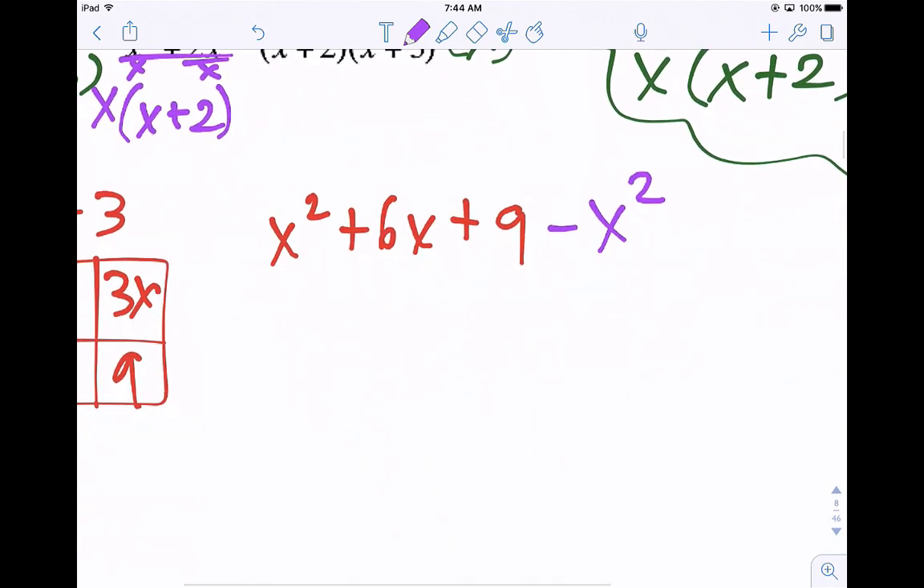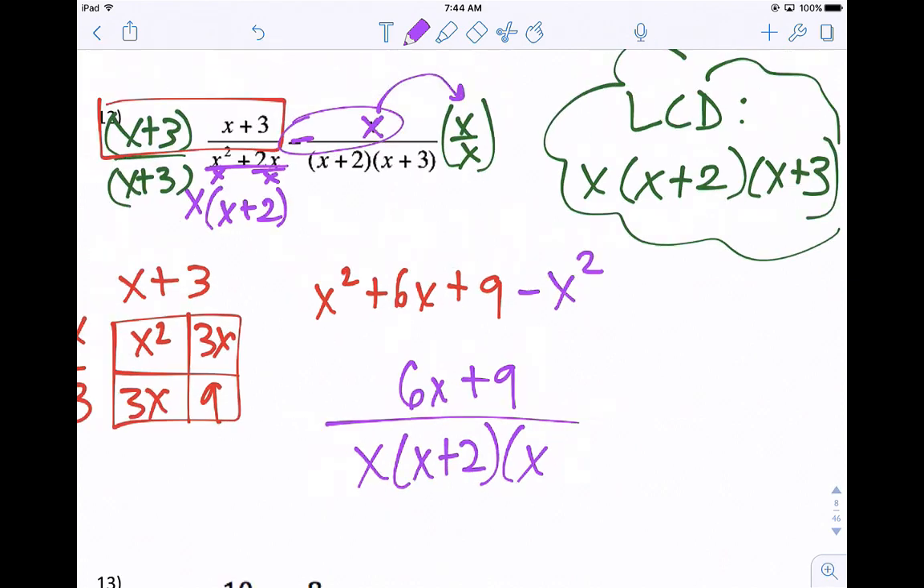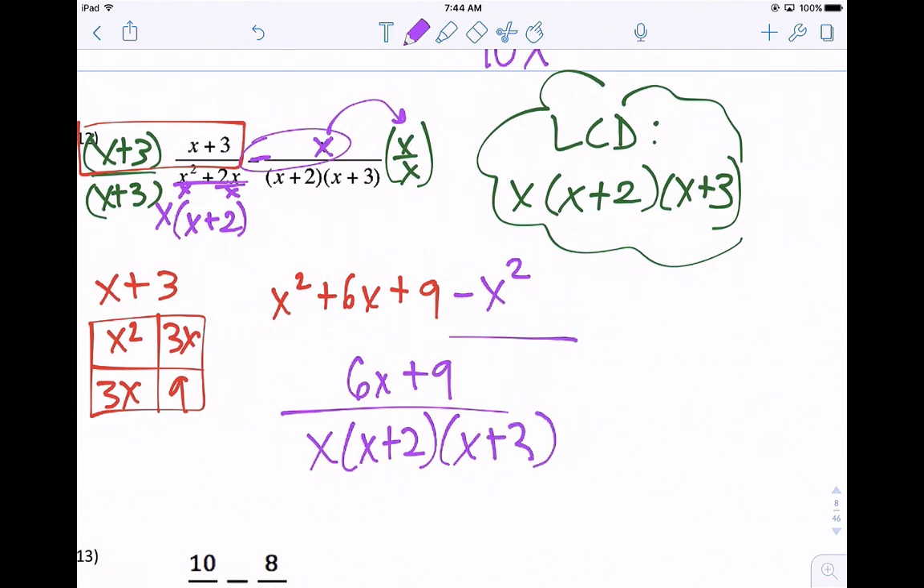All right, let's combine like terms. The x squareds cancel, so we have 6x plus 9, and we put that all over the LCD, which is x, x plus 2, x plus 3, and then we're done.